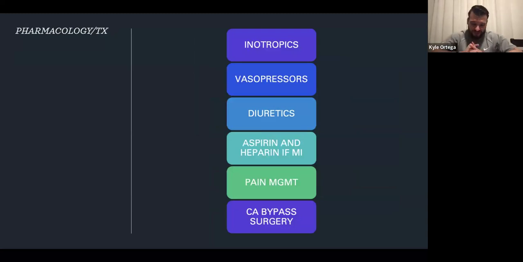So how are we going to treat it? We're going to use inotropics, just to help that heart out. Dobutamine. Vasopressors, to see if we can help that blood pressure. Norepinephrine. Diuretics will really help with fluid as well. And if it's a heart attack, aspirin and heparin, and then also just pain management and helping the patient be as comfortable as possible. And then in some cases, coronary artery bypass surgery will be needed.